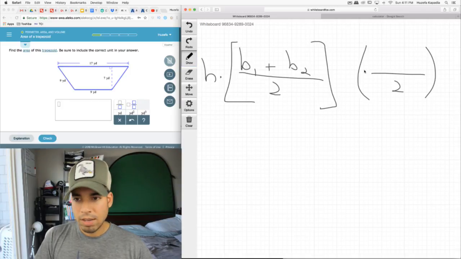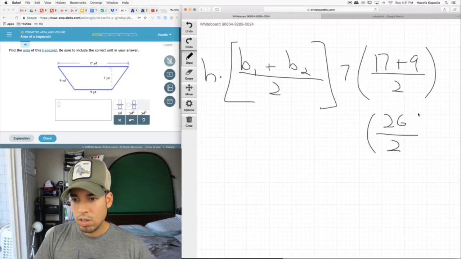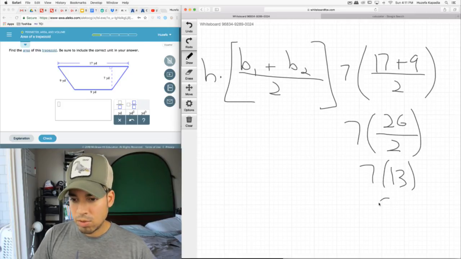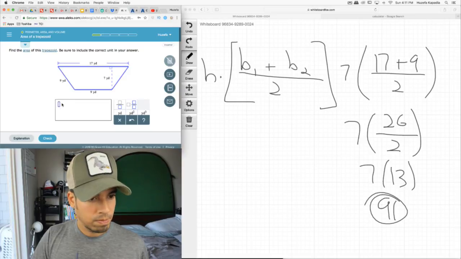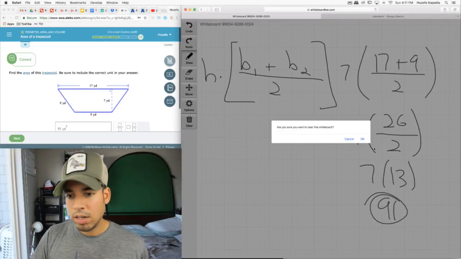Okay, my bases are 17 and 9, and my height is 7. So the 17 plus 9 is 26 over 2 times 7. That becomes 13 times 7. 7 times 13 is 91. And it's always yards squared. It's always the unit squared when we're talking about area.